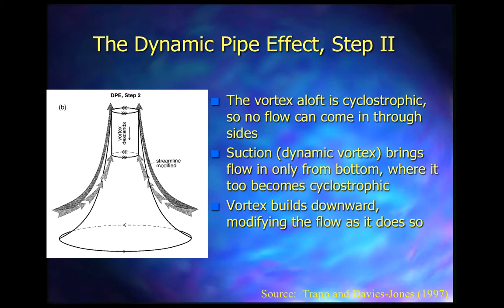Now step 2 is this. The vortex aloft is cyclostrophically balanced. If that's the case and there's no instability in the vortex, flow can't come in through the sides. What is a cyclostrophic vortex? It's one in which the pressure gradient force, directed inward toward the center of the vortex, where there's low pressure at the center, is balanced by the centrifugal force, which is pointed outward. If there's a perfect balance, then the flow has no radial component, no component in toward the center or outward away from the center. It's all tangential, all flow going in a swirling motion around the vortex. So nothing can come in through the sides.